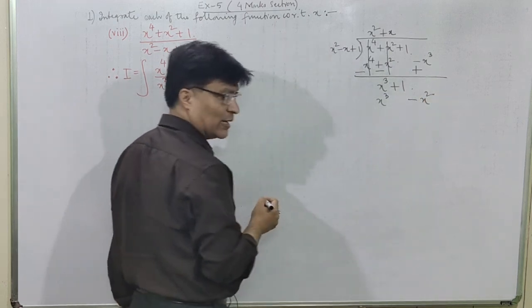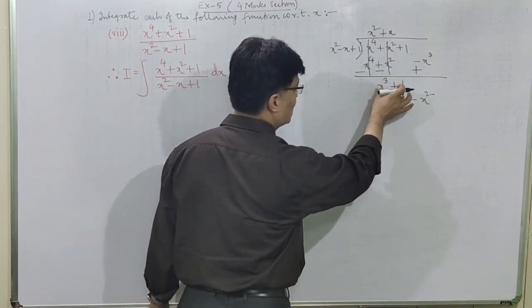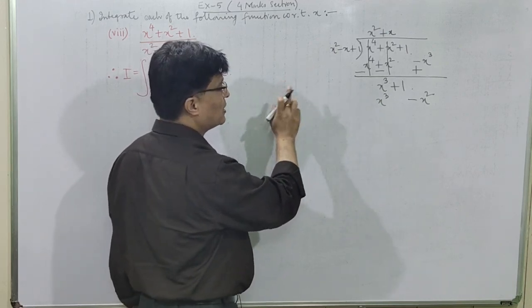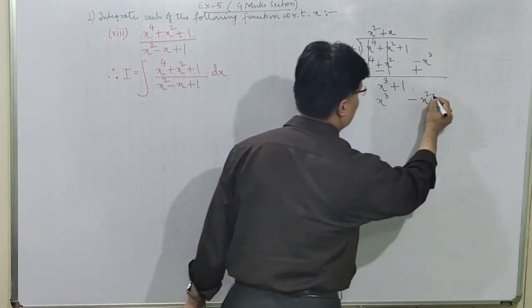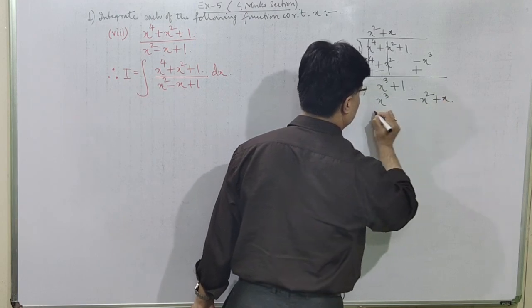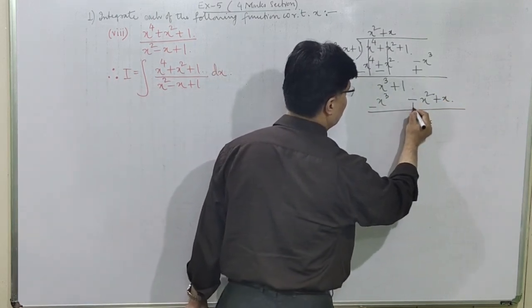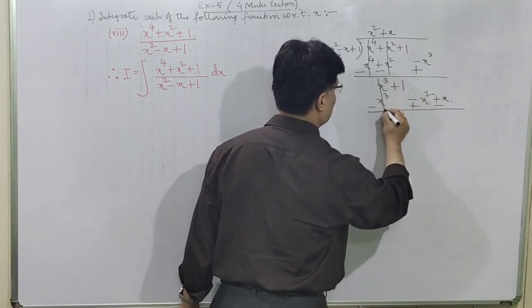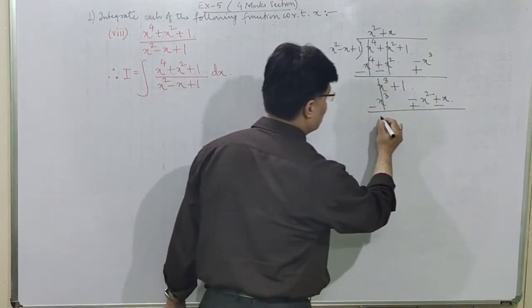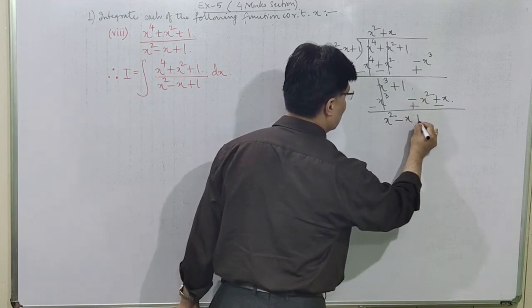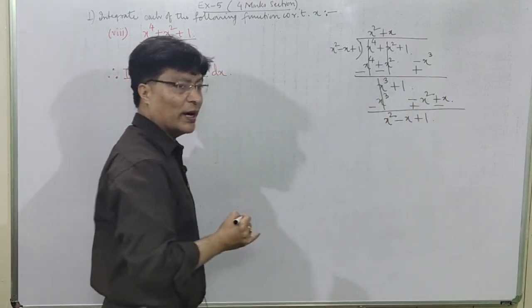You can write it outside because there is no term containing x square here, so it is minus x square, then plus x into plus 1, that is plus x. So this is your plus x. Now you have to change the sign. This is minus plus minus, so this will be cancelled. So let us write x square first, then minus x, then plus 1.